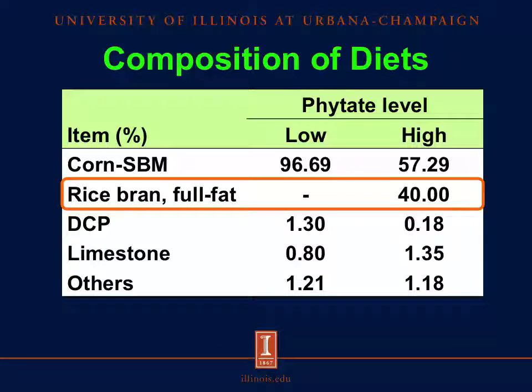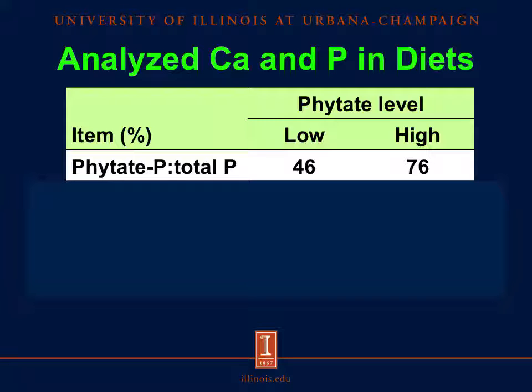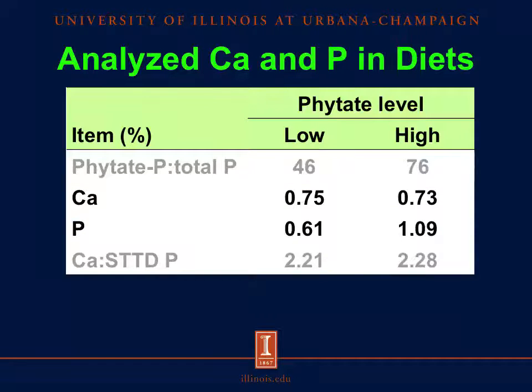We also utilized inorganic sources such as dicalcium phosphate and limestone to adjust the level of calcium and phosphorus in the diet. More dicalcium phosphate was used in the low phytate diet than in the high phytate diet, due to the high concentration of phosphorus in the rice bran. The analyzed phytate-bound phosphorus to total phosphorus ratio was 46 and 76% for low and high phytate diets, respectively. With similar calcium concentration in the two diets, the high phytate diet contained more phosphorus.